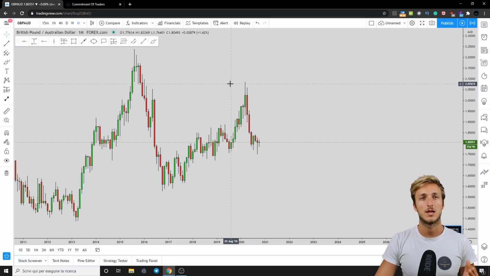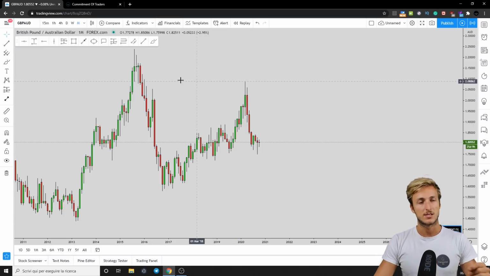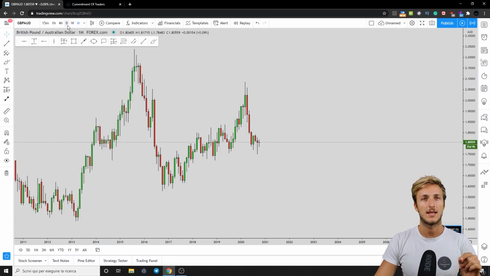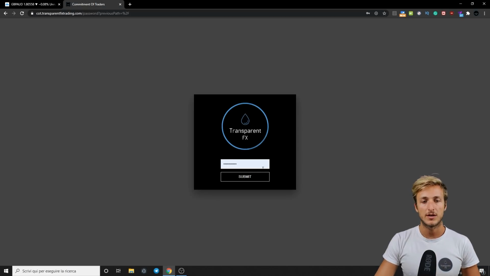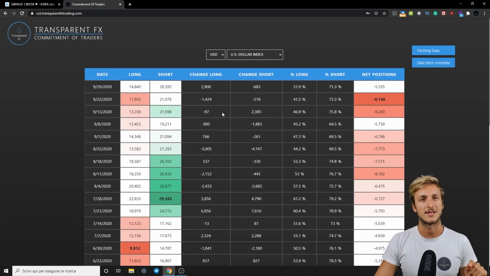Now, what we will be doing in analysis is, as usual, starting from the monthly, weekly, and daily time frames, checking what we have from a technical perspective in the market. We will then go and see what we have from a COT perspective, so commitment of traders, which is what hedge funds are currently doing in the market. And obviously, by using the combination of these two, we will be looking for a nice trading opportunity.